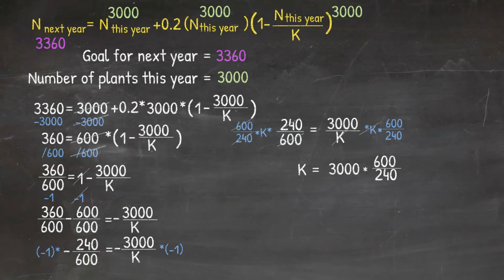At this point, we can just pull out our calculator and perform the operations, and our answer would be 7,500 for k. And let's pencil it in as our answer.